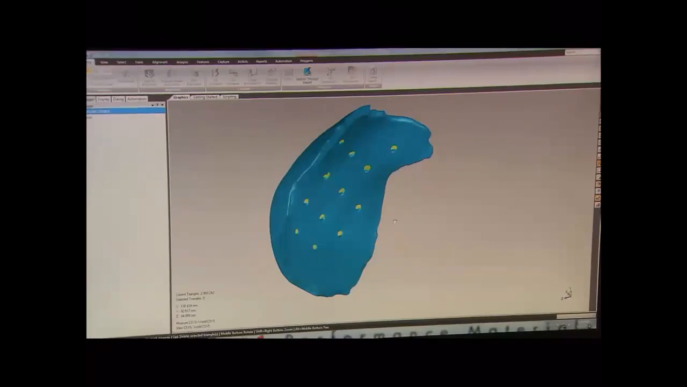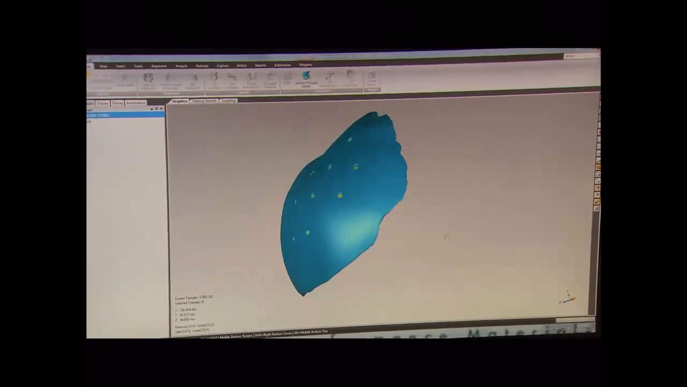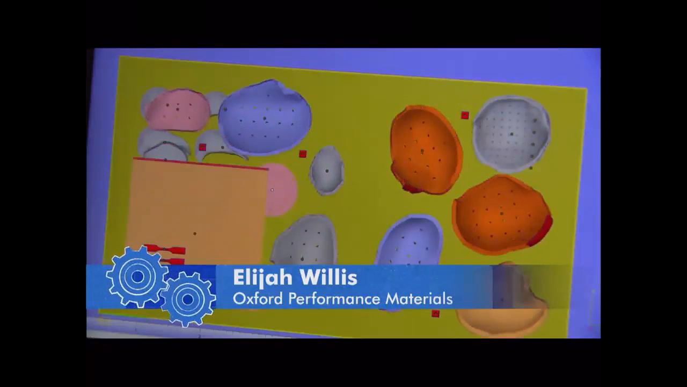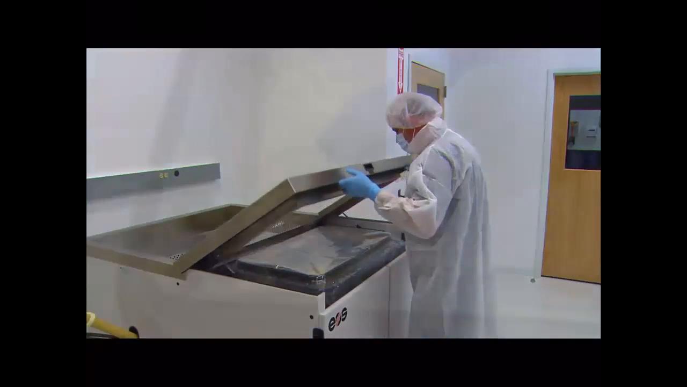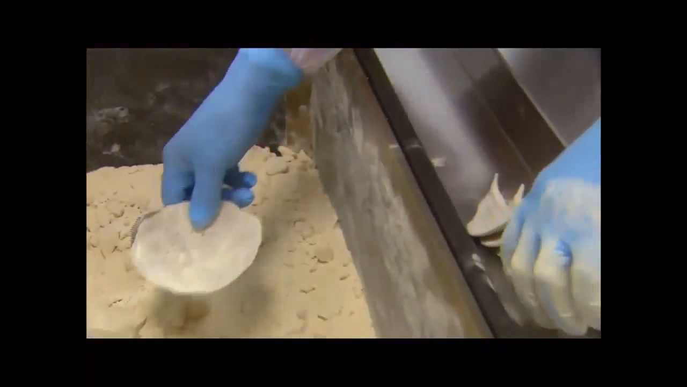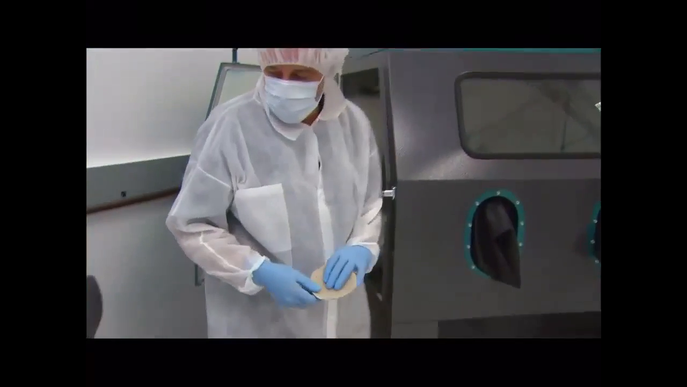Production manager Elijah Willis uses computer models based on CAT scans to build the implants. Basically, one layer at a time, it's going to progress through the build, eventually getting to a point where all the parts are now completed and you have your parts there floating in a bed of powder, which would then start the excavation process.